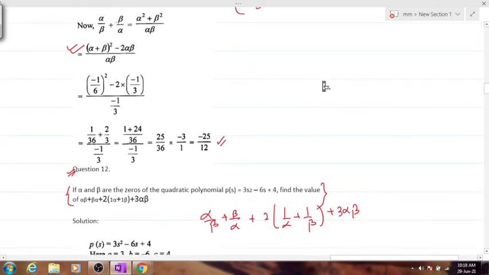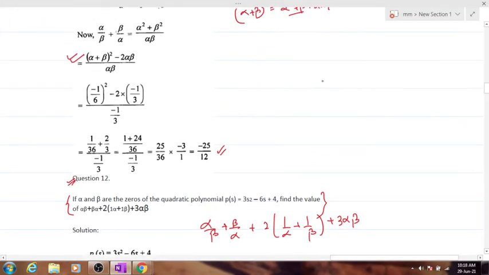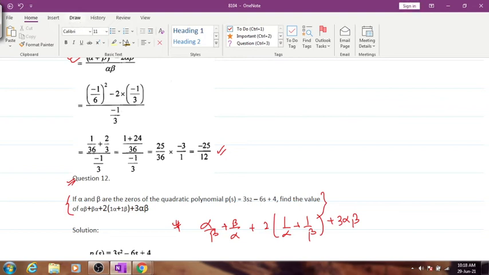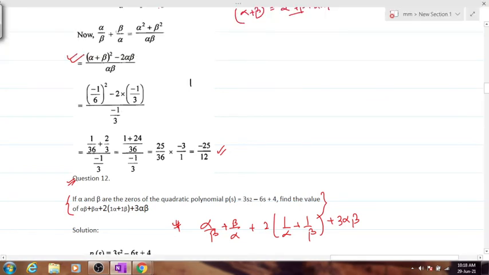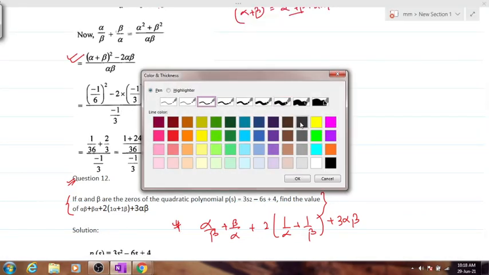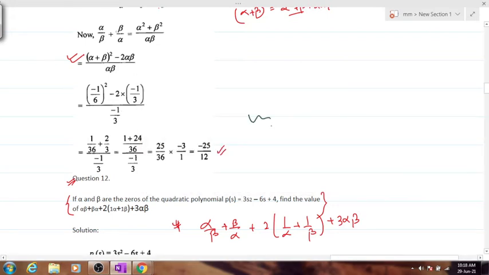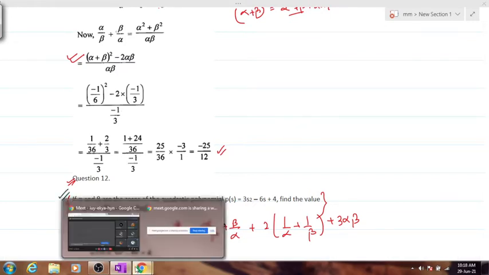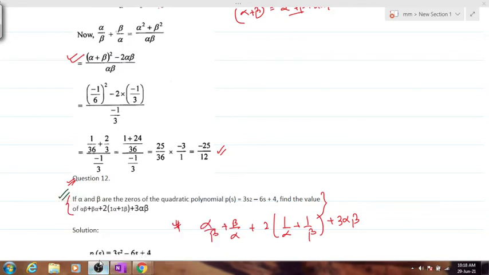People who are done with the first numerical, kindly try out this numerical. I need the answer for this. Hurry up. I'll change the ink. The red ink looks very weird. The black ink, even this is not that good. I hope people are doing question number 12. I need the answer from question number 12 fast. I'll pause the video for the time being.